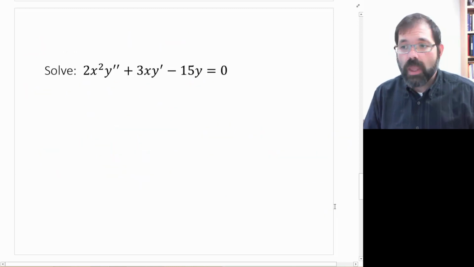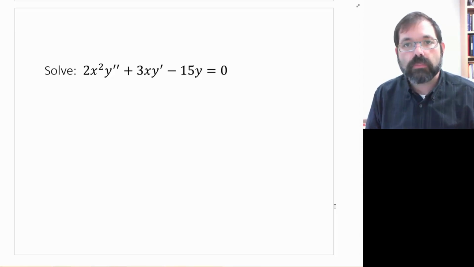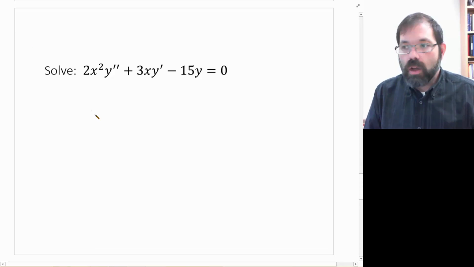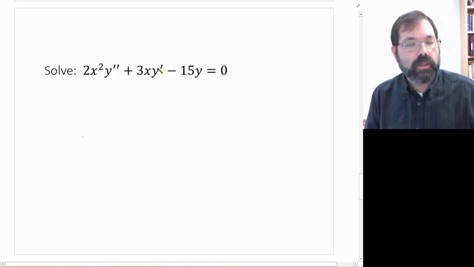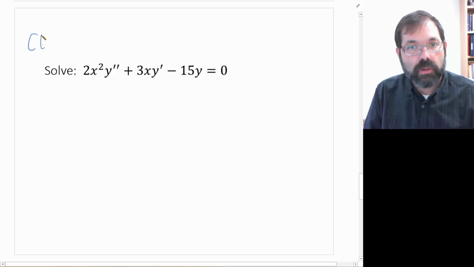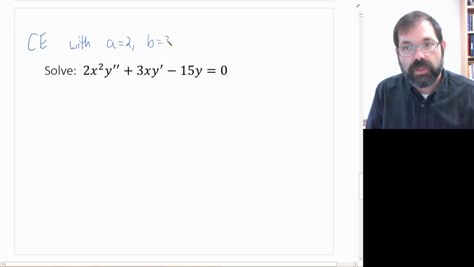Here's another example. This would be a good one to pause and maybe try on your own. All right, so I analyze the equation. I see the x squared y double prime, right? 2, 2. x to the first, y prime, 1, 1. Hey, this is Cauchy Euler, with a equal to 2, b equal to 3, and c equal to negative 15.